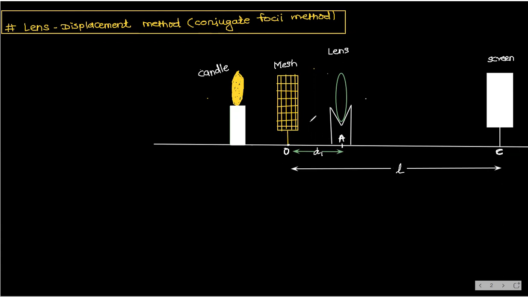This lens we will go on moving. This we will not move. Don't move this mesh and screen. So we will just move this lens. At this A point we will get a clear and magnified image on the screen. This distance we will measure and write as D1.